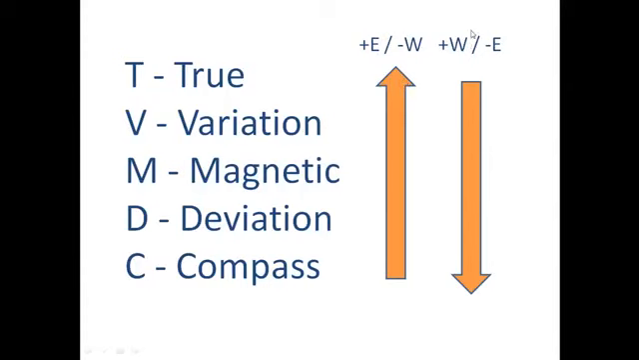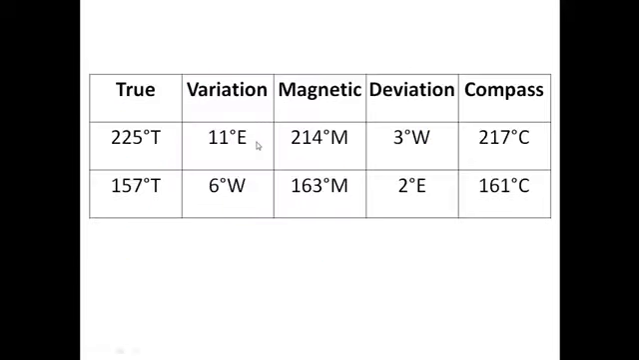Similarly, if you're going from true down through to compass and you're in a westerly variation, you need to add your westerly variation, or if it's easterly variation, you need to subtract that easterly variation. The same with deviation. If you're going from magnetic to compass and it's westerly deviation, you add it. If it's easterly deviation, you subtract it. So let's look at an example.